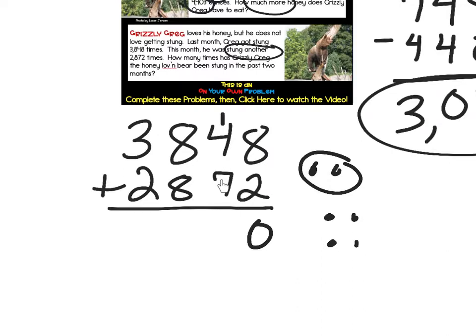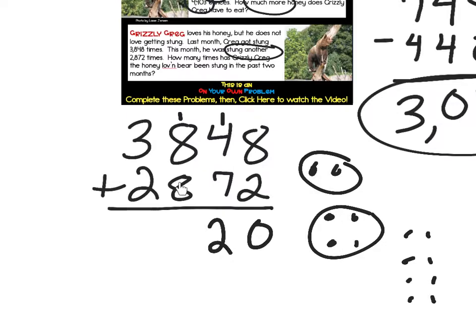I'm sorry, this is the 7. Put my pencil on the 7 and count up. 7, 8, 9, 10, 11, and 12. So I drop my 2 and carry my 1. And then both of these are 8, so I'll just make 8 dots. And I'll go 1, 2, 3, 4, 5, 6, 7, and 8. And then I'm going to start here on the 8, count up. I'm going to start with this, 9, 10, 11, 12, 13, 14, 15, 16, and 17. So I'm going to drop my 7 and carry my 1 and circle my dots.